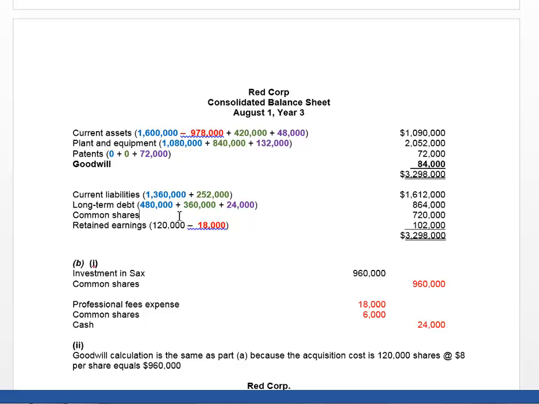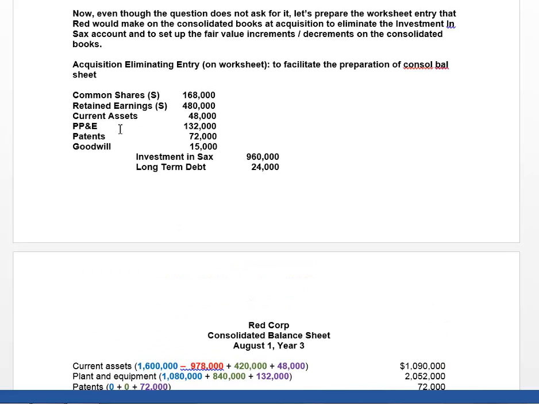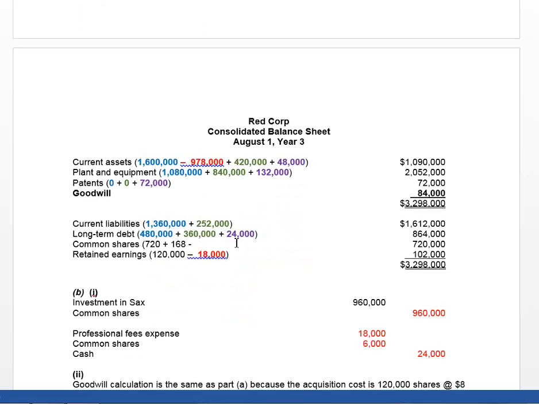Common shares, notice we've only got the common shares of the parent company, Saks. Now, if you wanted to do all the, what I call the in and out, you could say, well, I've got here 720,000, which are the common shares of Red. I've also got the common shares of Saks, which is 168. But don't forget, when you did your acquisition eliminating entry, you eliminated those, right? So instead of doing plus 168 minus 168, it's just 0. So I'm only left with the common shares of the sub.